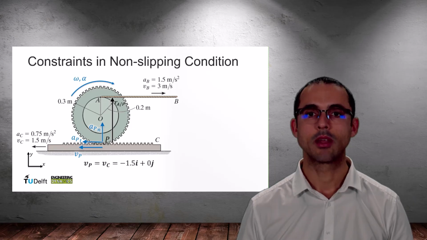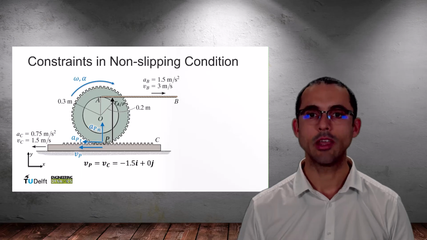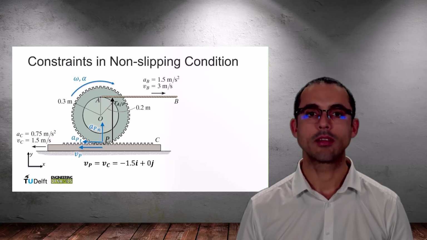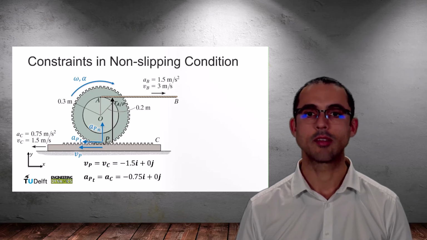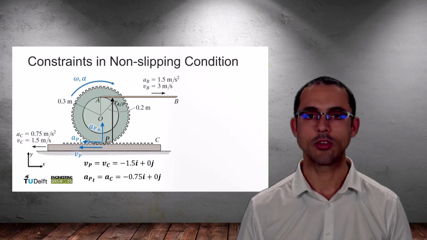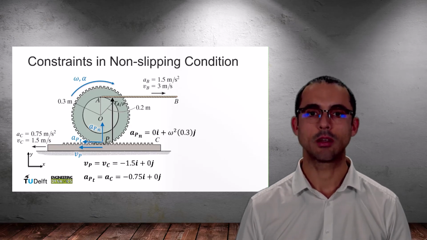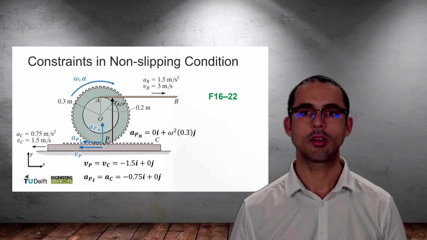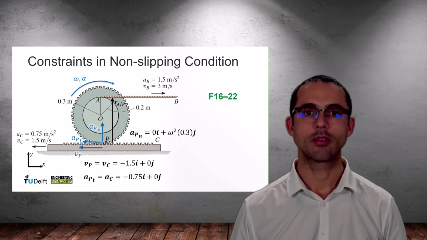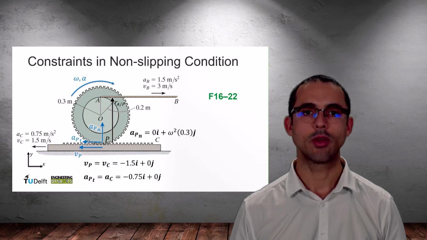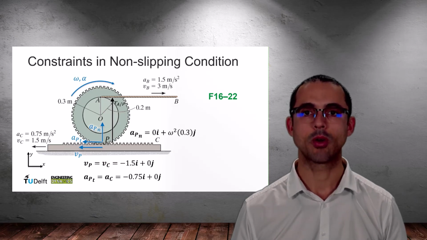Starting at point P, the horizontal velocity must be the same as the track. The acceleration at point P was separated into a tangential acceleration, which must be the same as the track due to the non-slipping condition, and a normal acceleration, which depends on the angular velocity of the gear. Now, we can use the relative velocity and relative acceleration equations to continue solving this problem. This is the fundamental problem 16-22, and I will leave it as an exercise for you. Please pause the video and make sure you understand these constraints before continuing.